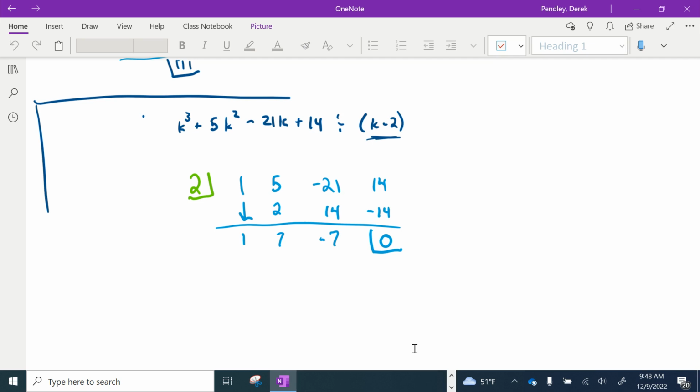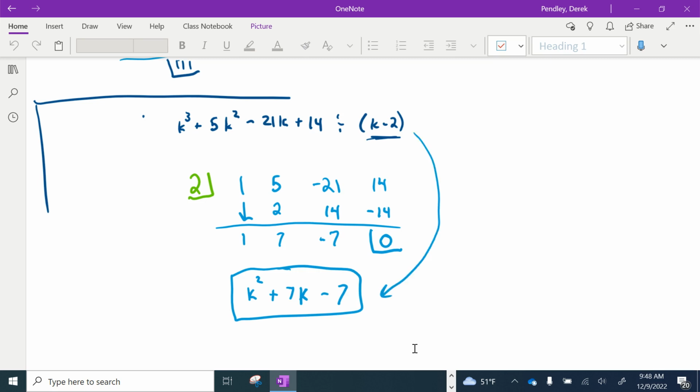That means that a factor of this is k minus 2, and so the numerator and denominator are going to end up canceling out. So if I write this as my answer, I started with a k cubed, and so my answer is going to start with k squared. So k squared plus 7k minus 7 is my answer. What does that mean? K squared plus 7k minus 7 times the k minus 2 gets you the original k cubed plus 5k squared minus 21k plus 14.